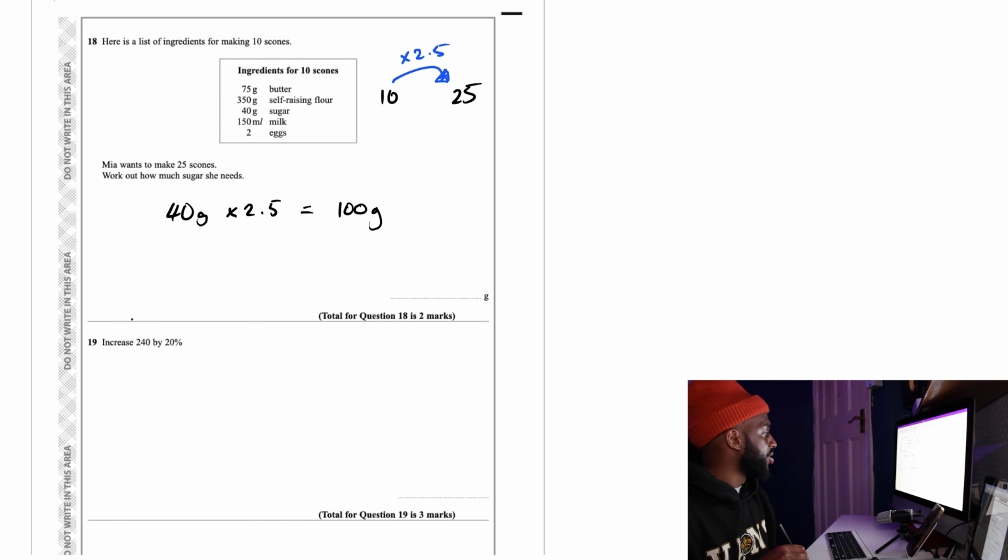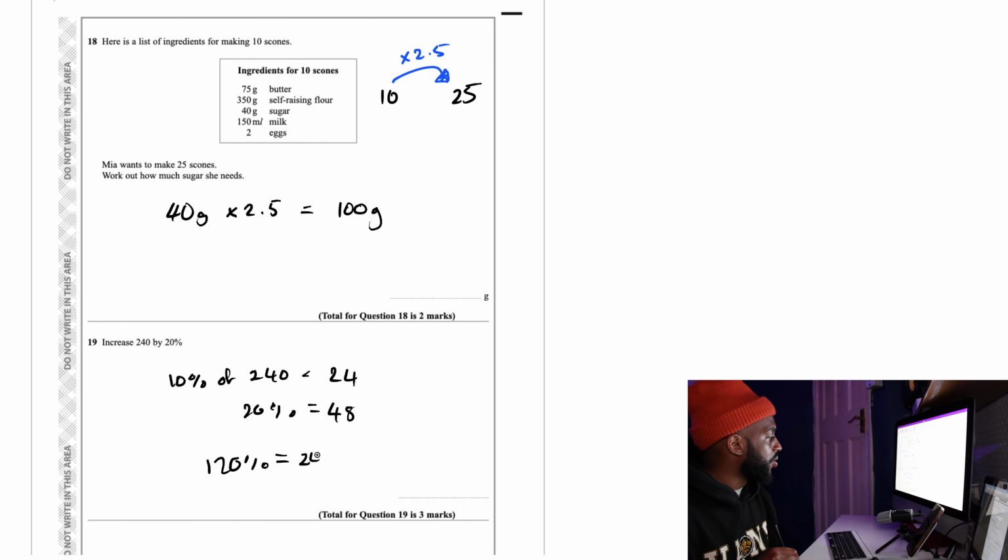Next question says to increase 240 by 20%. To do this, I'd probably work out 10%, times it by 2 and add that on. So 10% of 240 is 24. We just divide that by 10. So 20% is 48, times it by 2. So that means 120% is going to be 240 plus 48, which is our answer, 288.